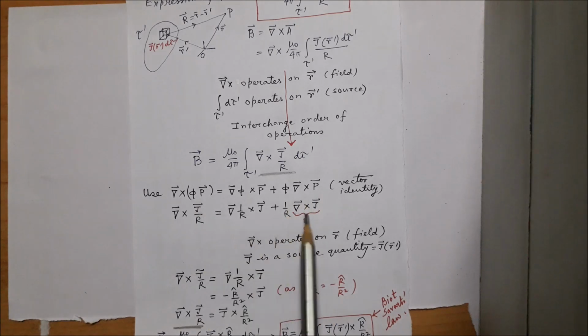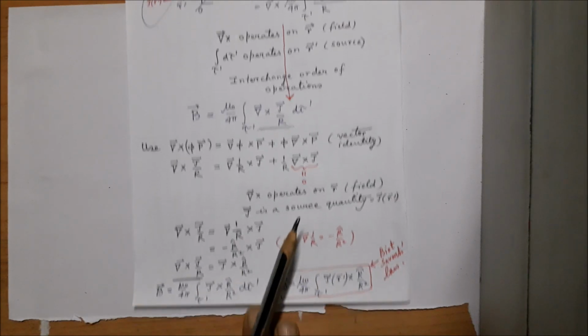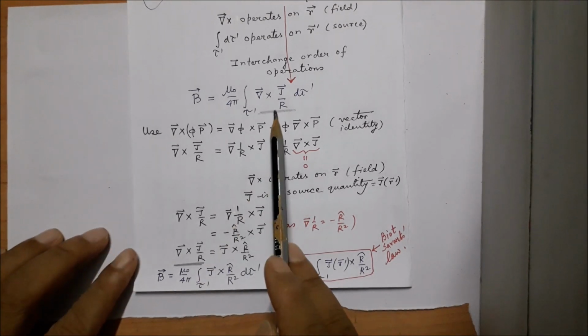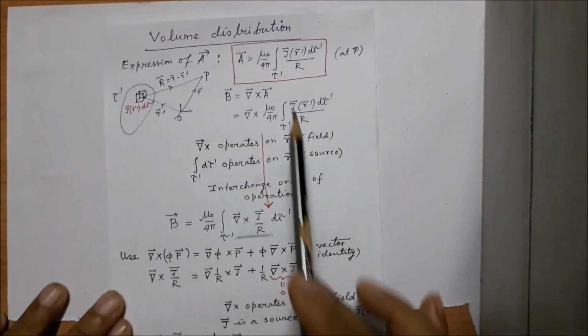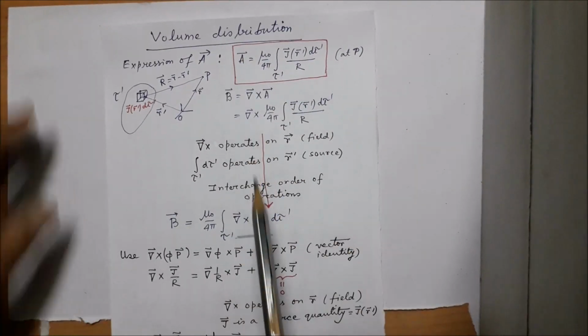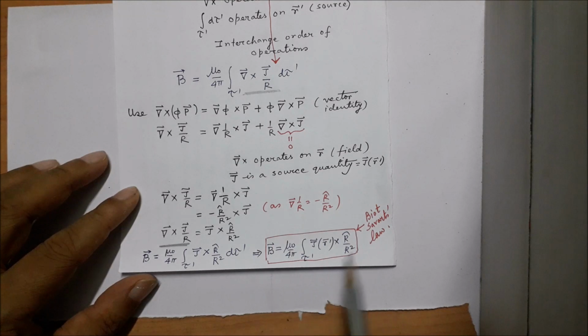Now we have two terms on the right hand side, one of which will be 0 because J is a source function and curl is operating over field. So therefore we have only one term on the right hand side. Now let us use this relation to end up with curl of J by R as J cross R cap by R square, which when substituted here gives us the Biot-Savart's law. So again, starting from this expression of A for volume current distribution, what we have got is Biot-Savart's law. We have reproduced Biot-Savart's law.